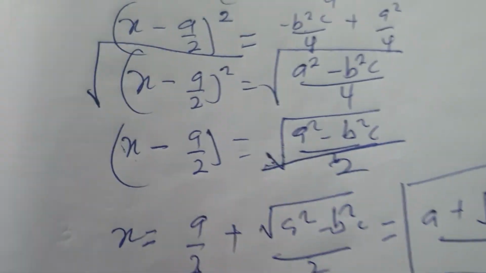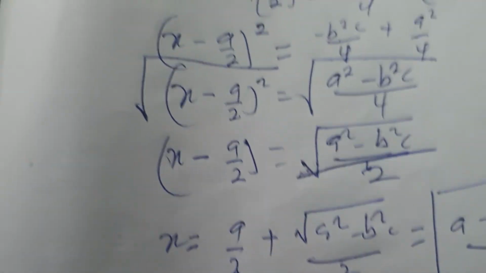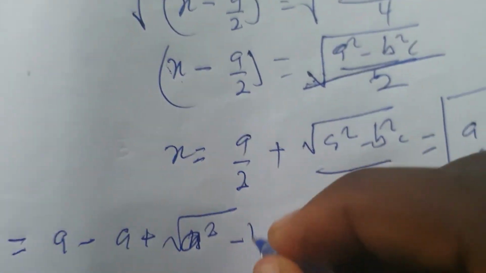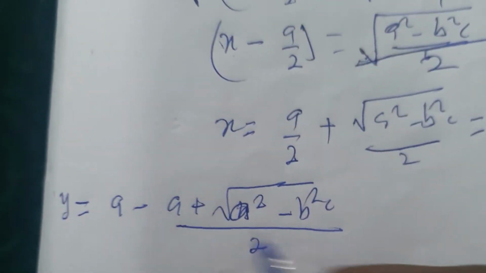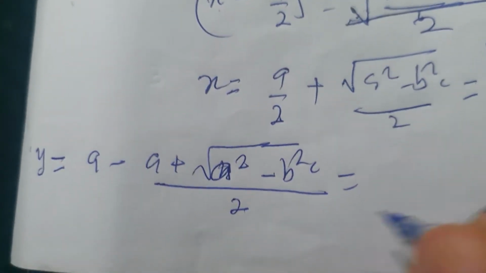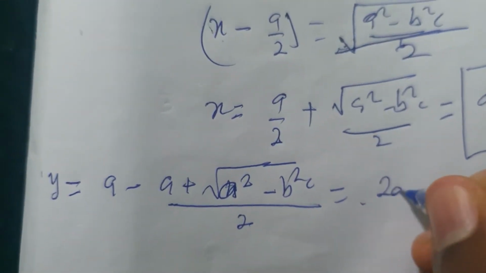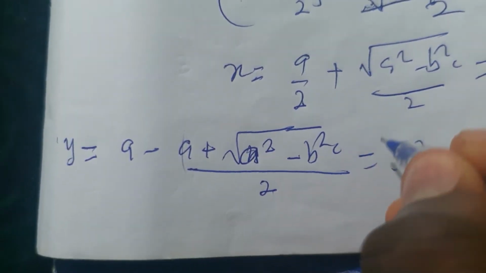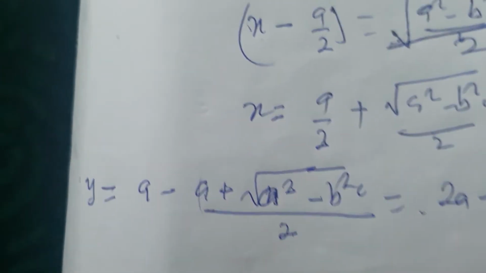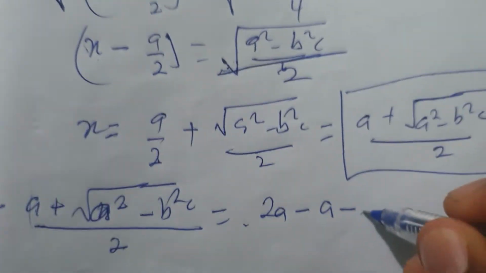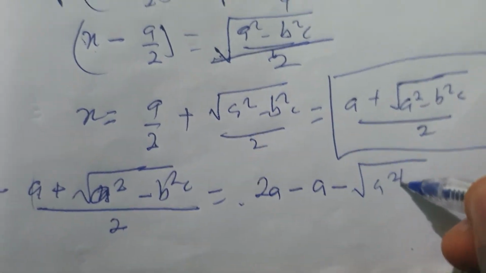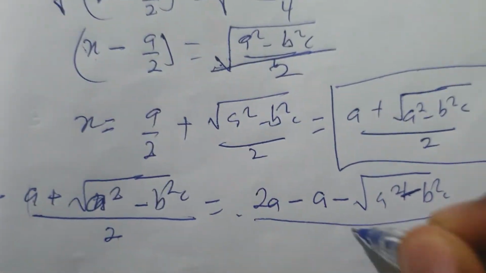So our y will now be a minus the whole of x, which is this expression: a plus root a squared minus b squared c over 2. Now we can combine this expression. The LCM will be 2. 2 times a is 2a minus the whole of this. So the negative will make this one minus a, then the negative will make this plus here also minus. So minus root a squared minus b squared c all over 2.